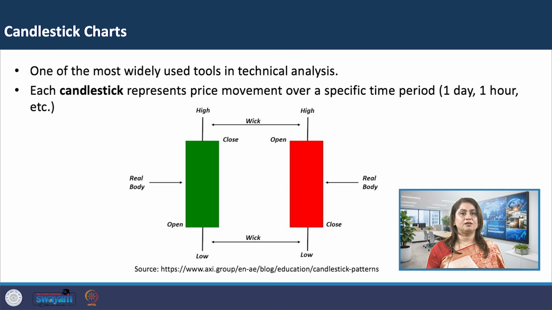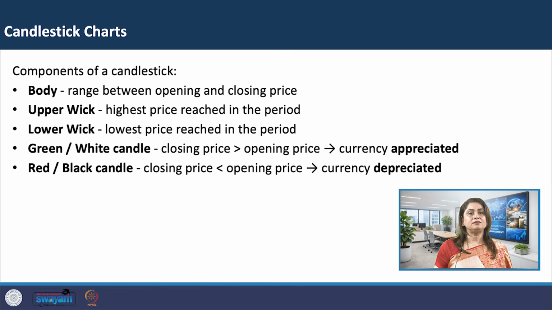Each candlestick represents the price movement of the currency pair over a specific time period. It could be 1 day, 1 hour, or even 1 minute depending on the trading time frame. A candlestick has 4 components: the body, which represents the range between the opening price and the closing price for that period; the upper wick, which extends above the body to the highest price reached during the period; the lower wick, which extends below the body to the lowest price reached.